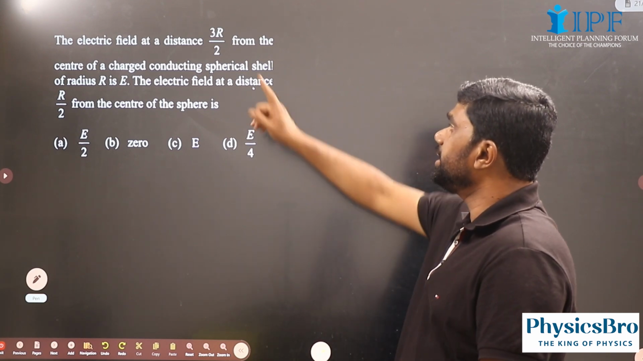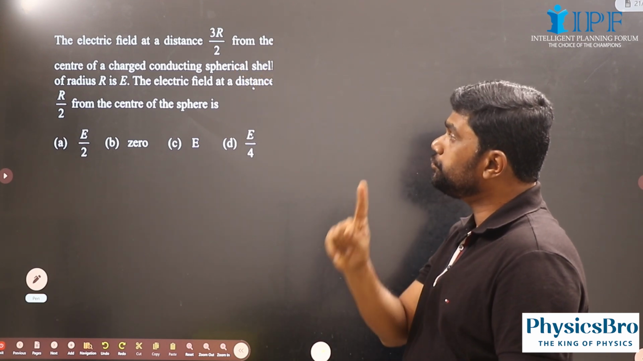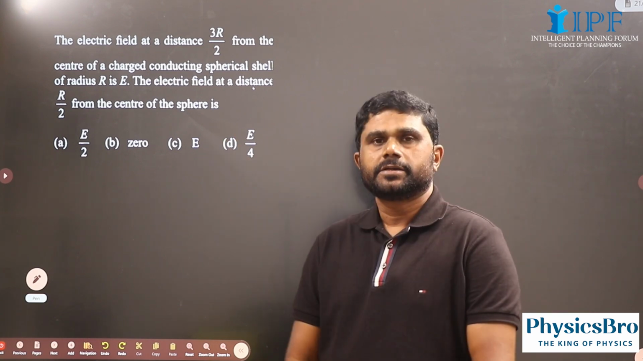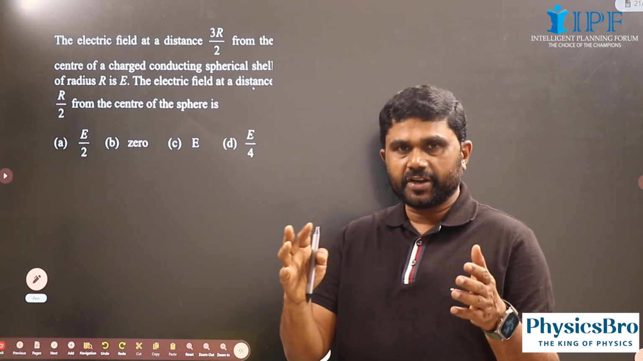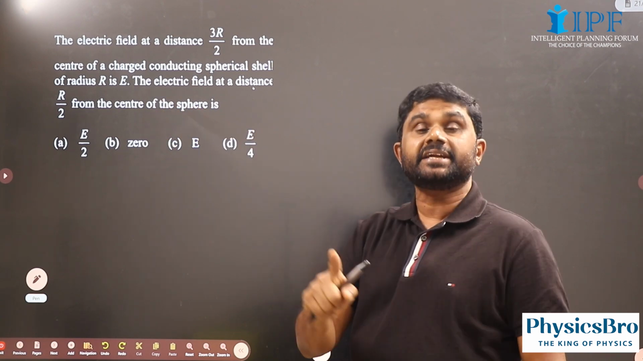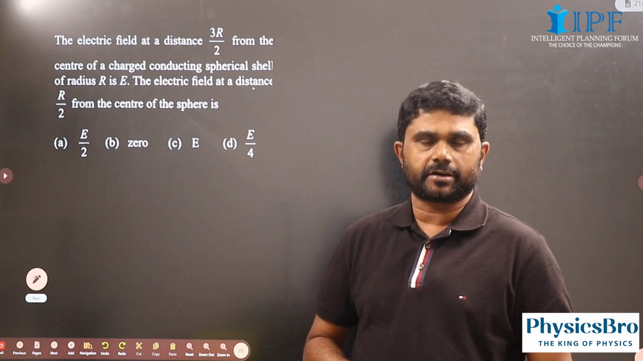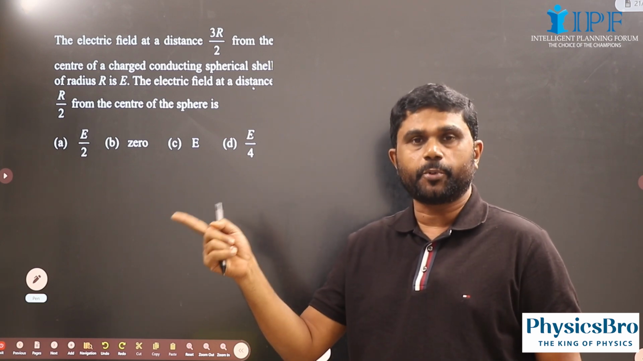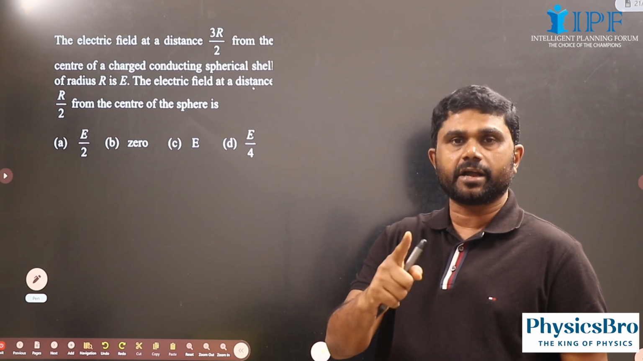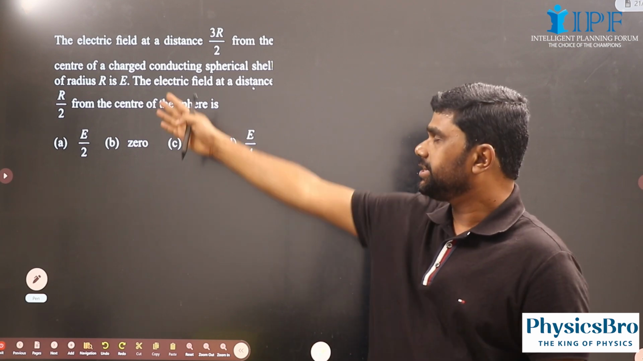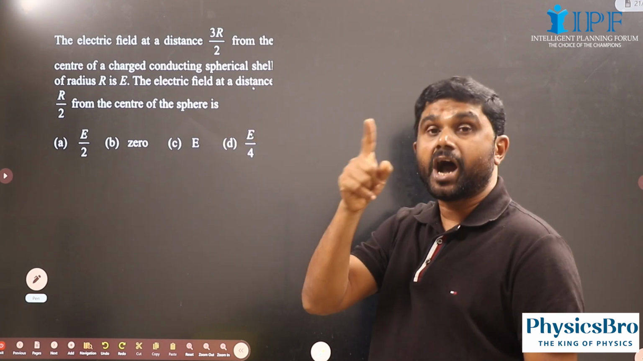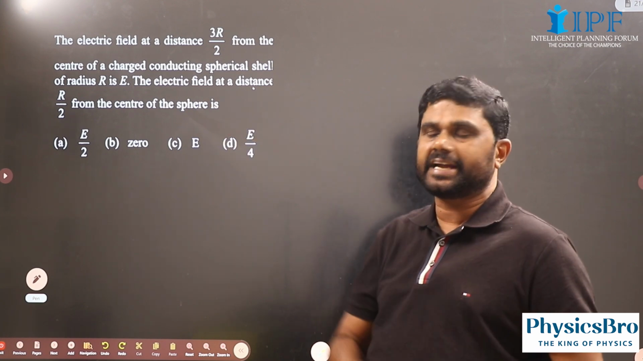The electric field at a distance 3r by 2 from the center of a charged conducting spherical shell of radius R. We have to find the intensity. The intensity of electric field is capital E at a distance 3r by 2 from the center. Means it is outside the sphere. The point of observation is outside the sphere, at a distance 3r by 2 from the center, where the intensity of electric field is E. Now the electric field at a distance r by 2, that is inside the shell.